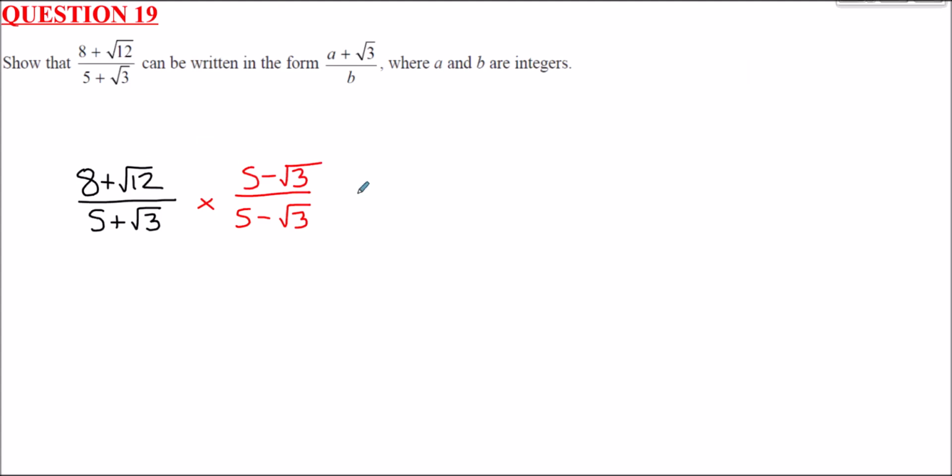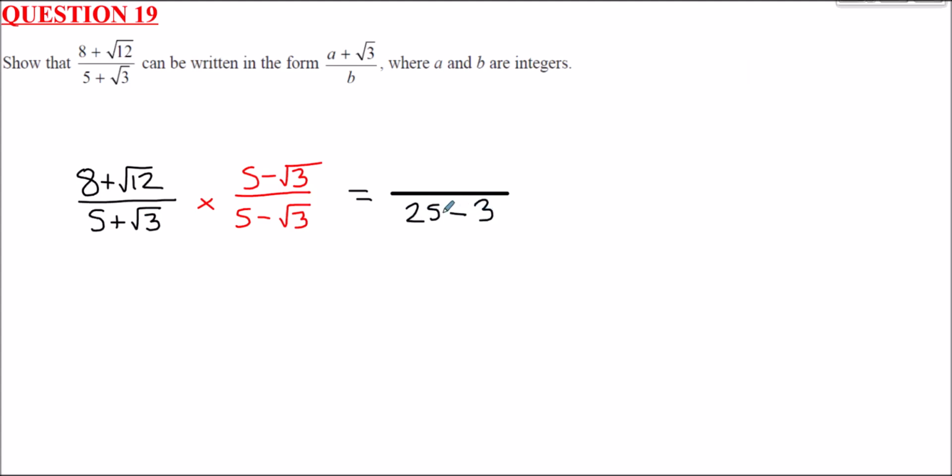Now, on the bottom of a fraction, this is going to be the easy step. This is actually a type of difference of two squares. So 5 plus root 3 times 5 minus root 3, we're just going to end up with 5 squared, which is 25, minus what root 3 is squared. Well, the square of root 3 is root 3 times root 3, which is just 3. So the bottom becomes 5 squared minus root 3 squared.